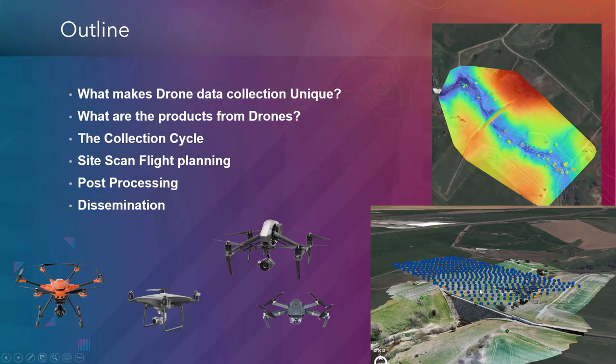So let's take a look at what we'll cover off in this session. First of all, we'll start by looking at why drone collection data is unique. We'll look at the GIS-ready products that come from drones, the complete end-to-end collection cycle with SiteScan for ArcGIS. We'll look at some of the key undertakings with flight planning components, what some of the considerations are around post-processing, and then finally, how do I push that out to my organization?